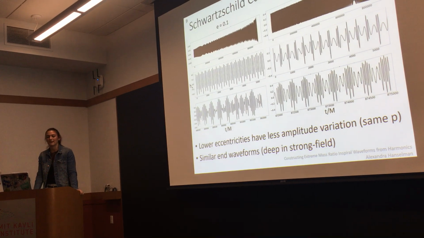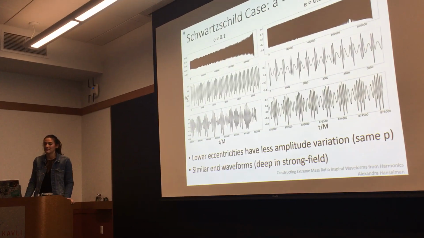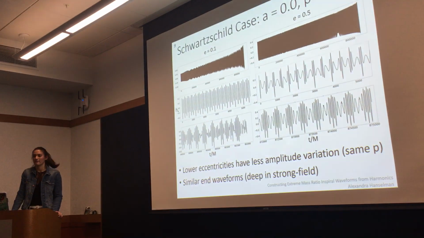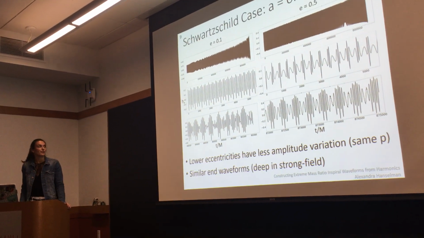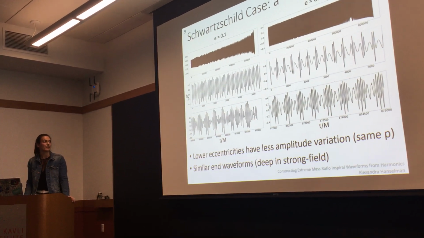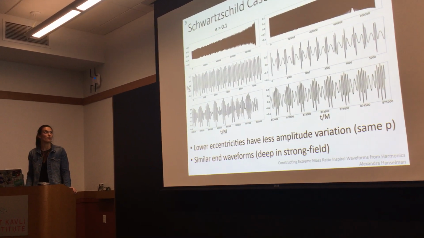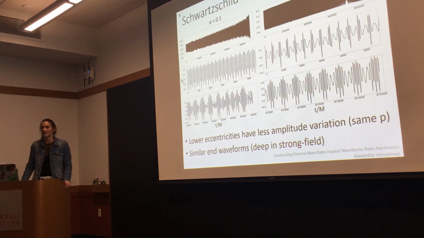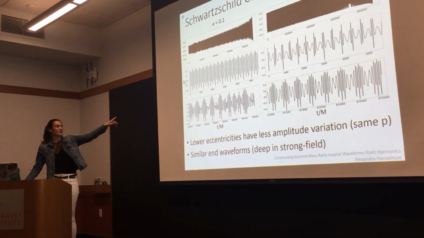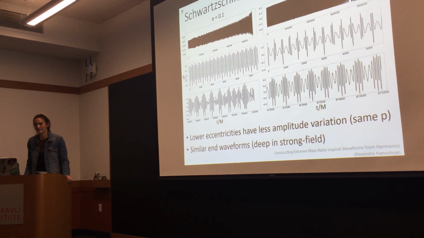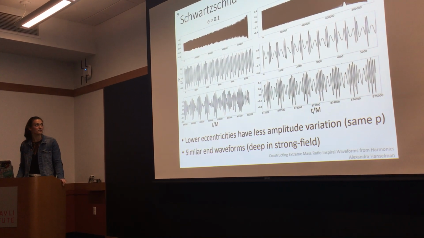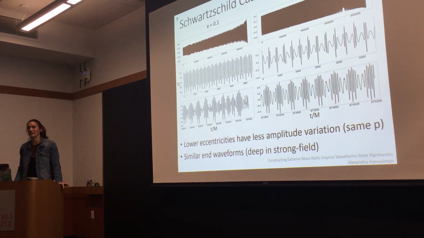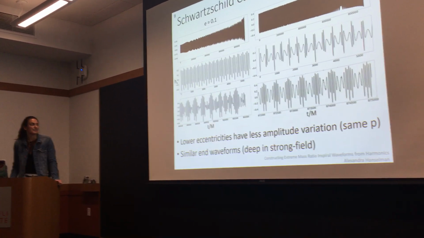So now looking at specific examples that we have calculated, this is the Schwarzschild case, so when the supermassive black hole is not spinning, and for an initial p-value of 10. And I put two waveforms side by side, one with an eccentricity of 0.1 and one with an eccentricity of 0.5. And we see already there is a huge difference in the waveform. So the second row right here is at the very beginning of the inspiral, when they're around the same p-value. But we see that the lower eccentricity has a lot less amplitude variation than the higher eccentricity.